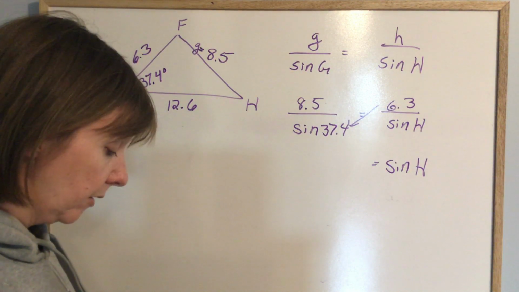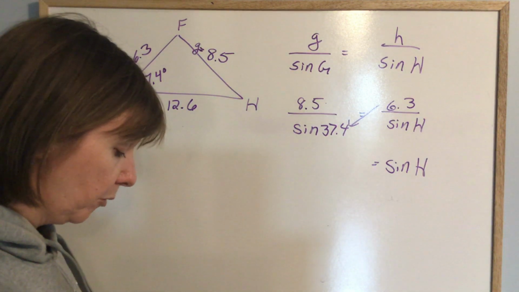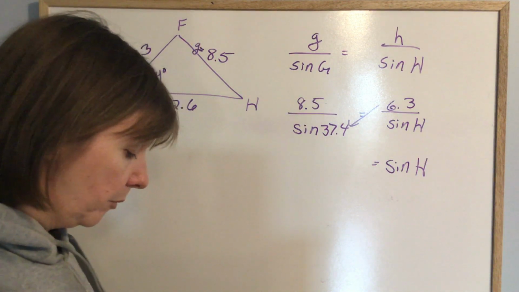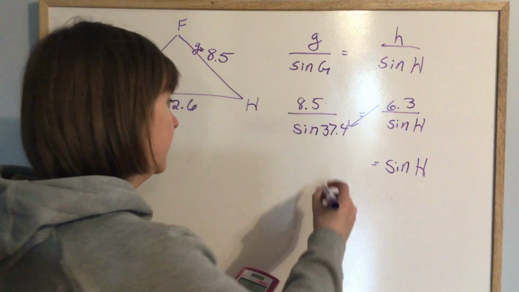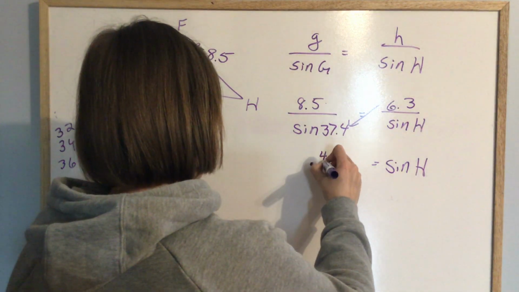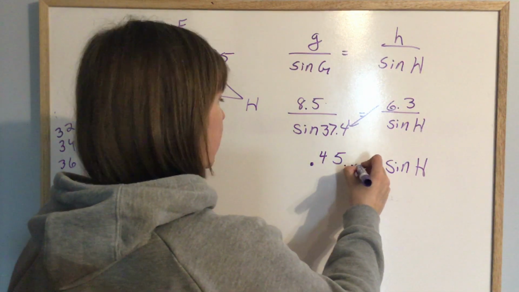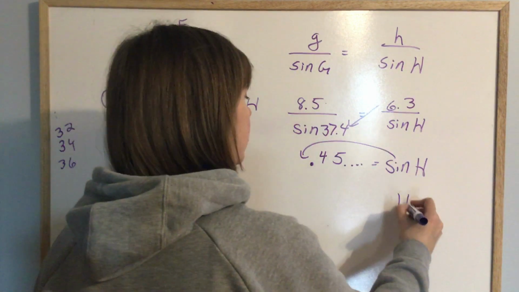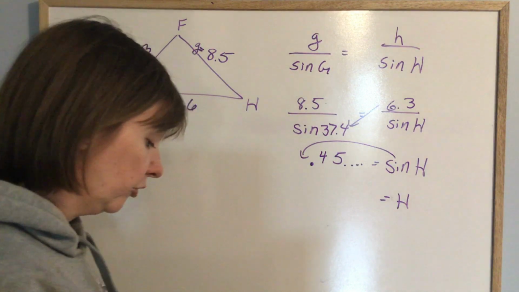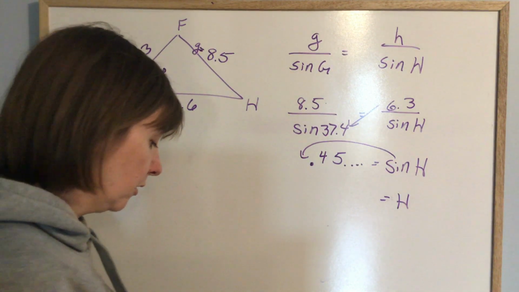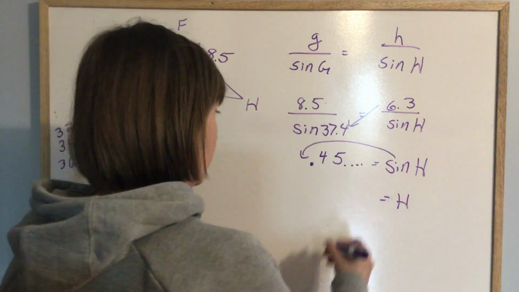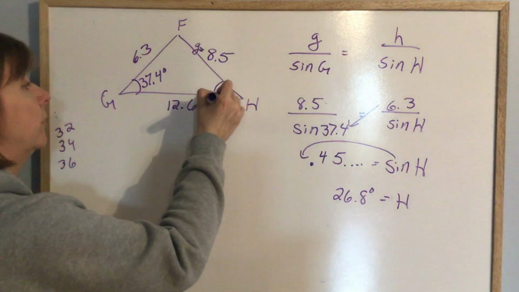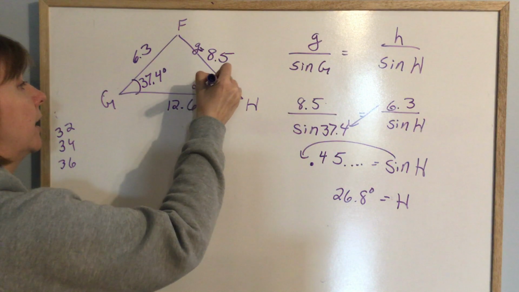So I end up with sine H is equal to 6.3 times sine of 37.4 divided by 8.5, I get 0.45, and it keeps on going. So I'm going to move this sine over here, so I'm going to do arc sine of that. So shift sine of my answer, and I get 26.8 degrees. So now I know H is 26.8 degrees.